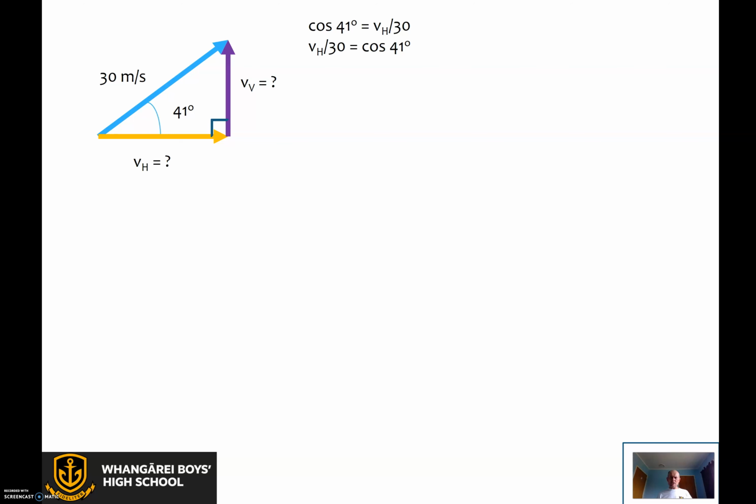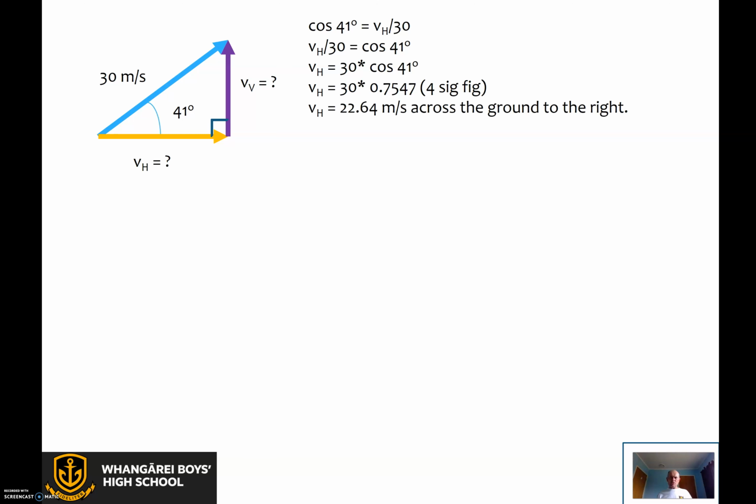I don't want VH cluttered up by being divided by 30. I want it by itself, so I'm going to multiply it by 30. Times 30 divided by 30 is just VH, and then I'm going to have to multiply the other side by 30 to keep the equal sign working, like that. Then we find cos of 41, which is a bit over 3/4, and we multiply it out and we get 22.64 meters per second across the ground to the right. Cool. I've colored that orange because that's what the horizontal velocity vector is.